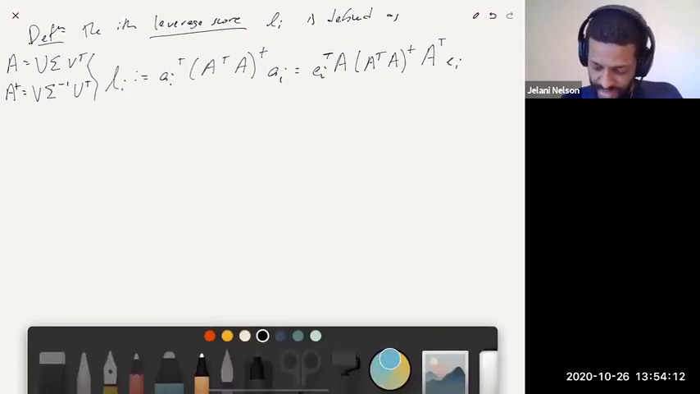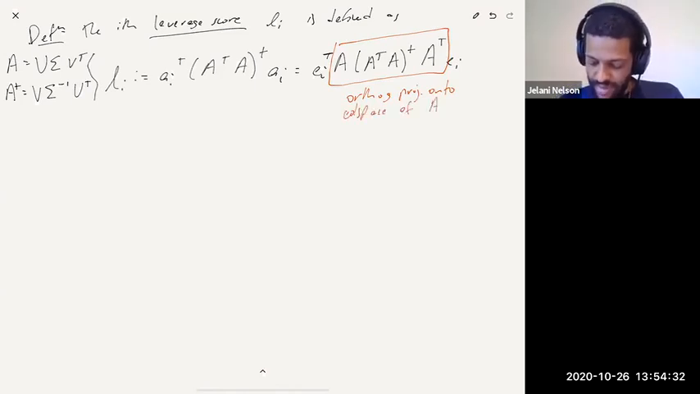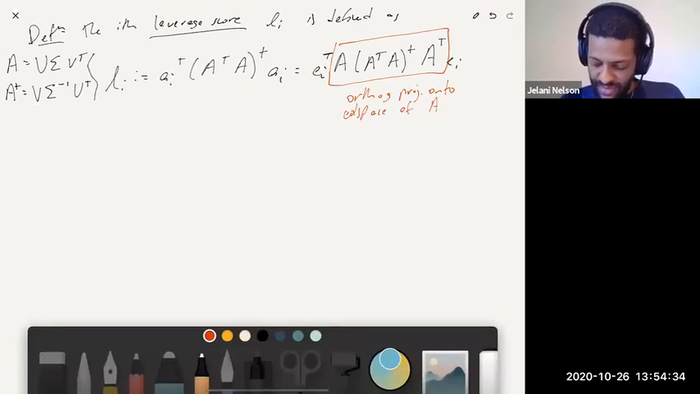Now, I'll remind you, this thing is just the orthogonal projection onto the column space of A. You can see that by looking at the SVD.